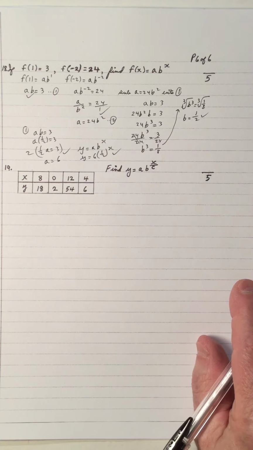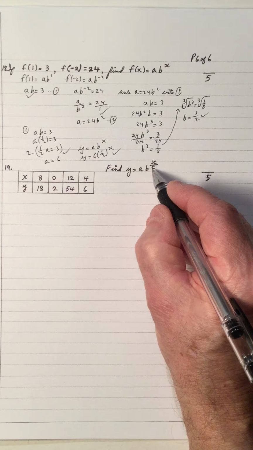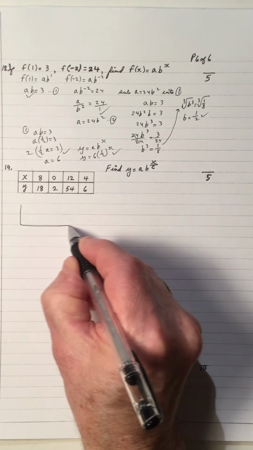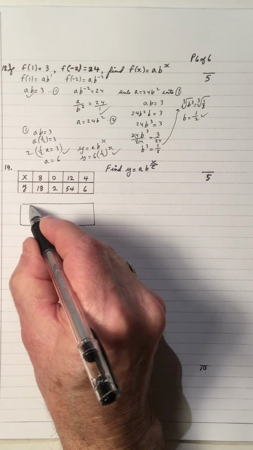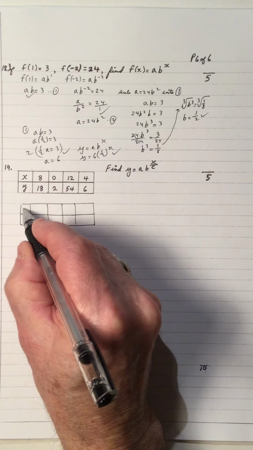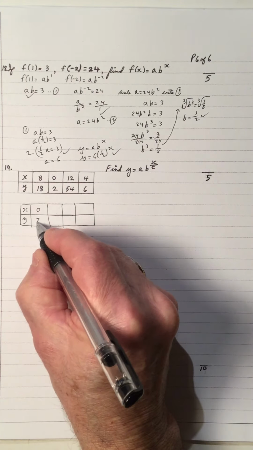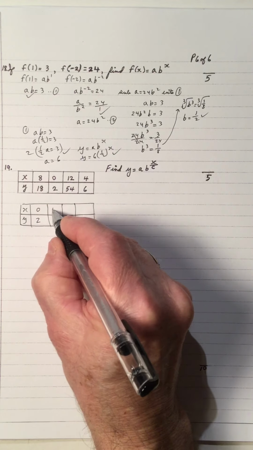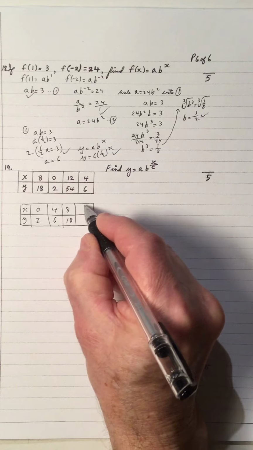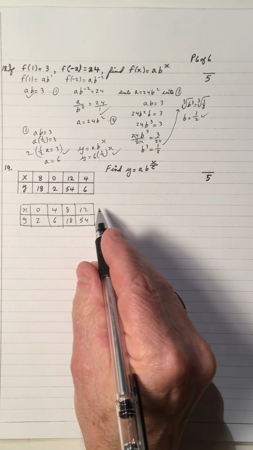And one more to do, number 19. Y equals a times b to the x over c. So, before we start, we have to realign the chart, because we should have the x's in ascending order. So 0 is first, so we have a 2. Then 4, we have a 6. Then we have an 8, which is 18. Then we have a 12. Now the x values are in order.